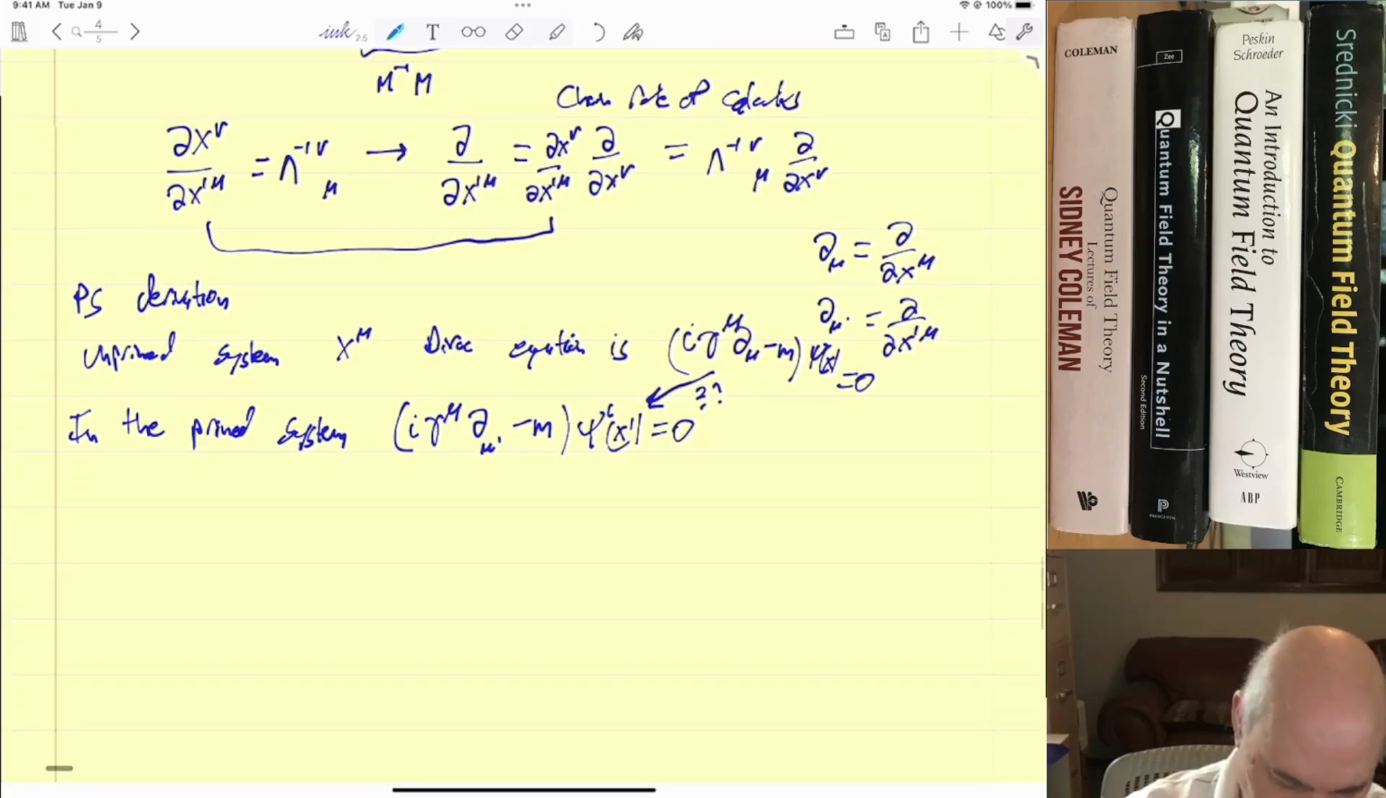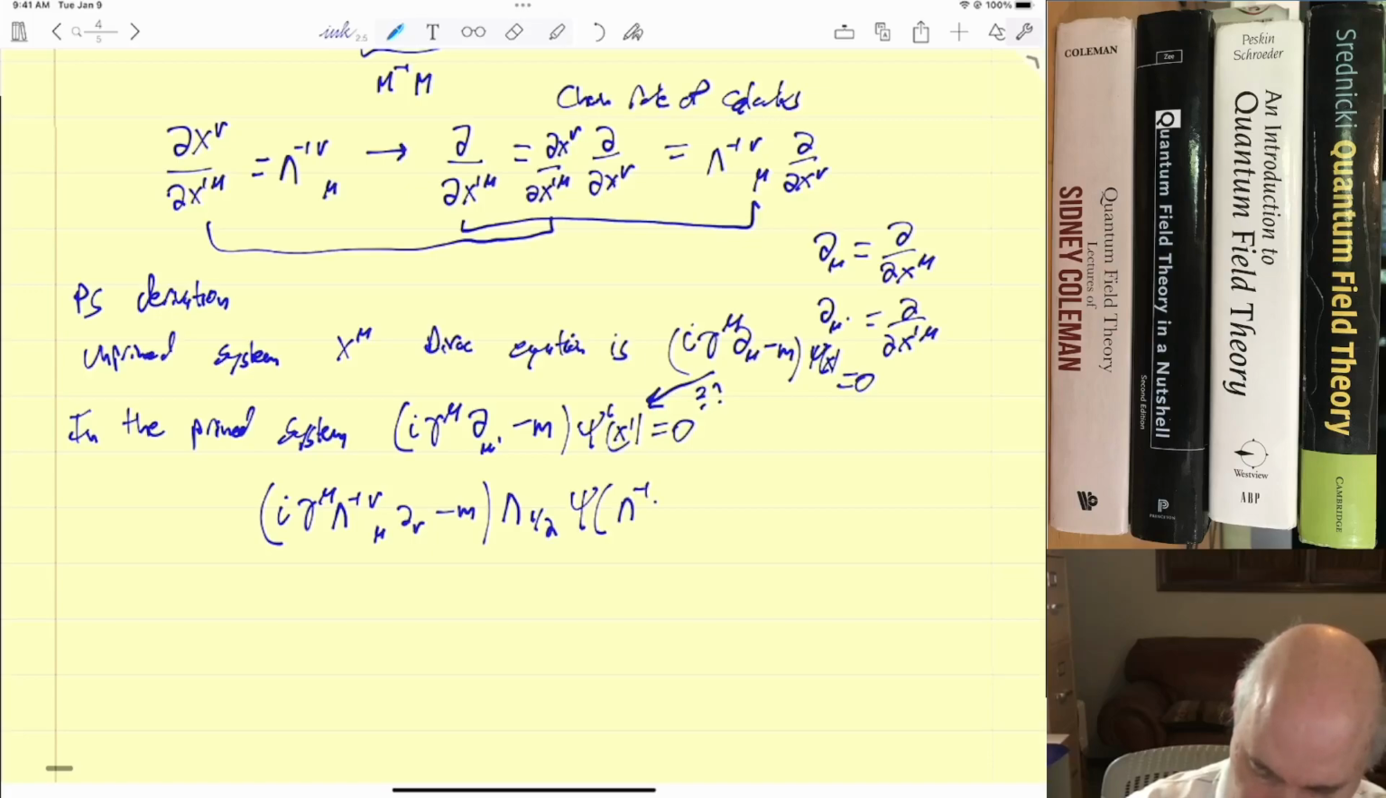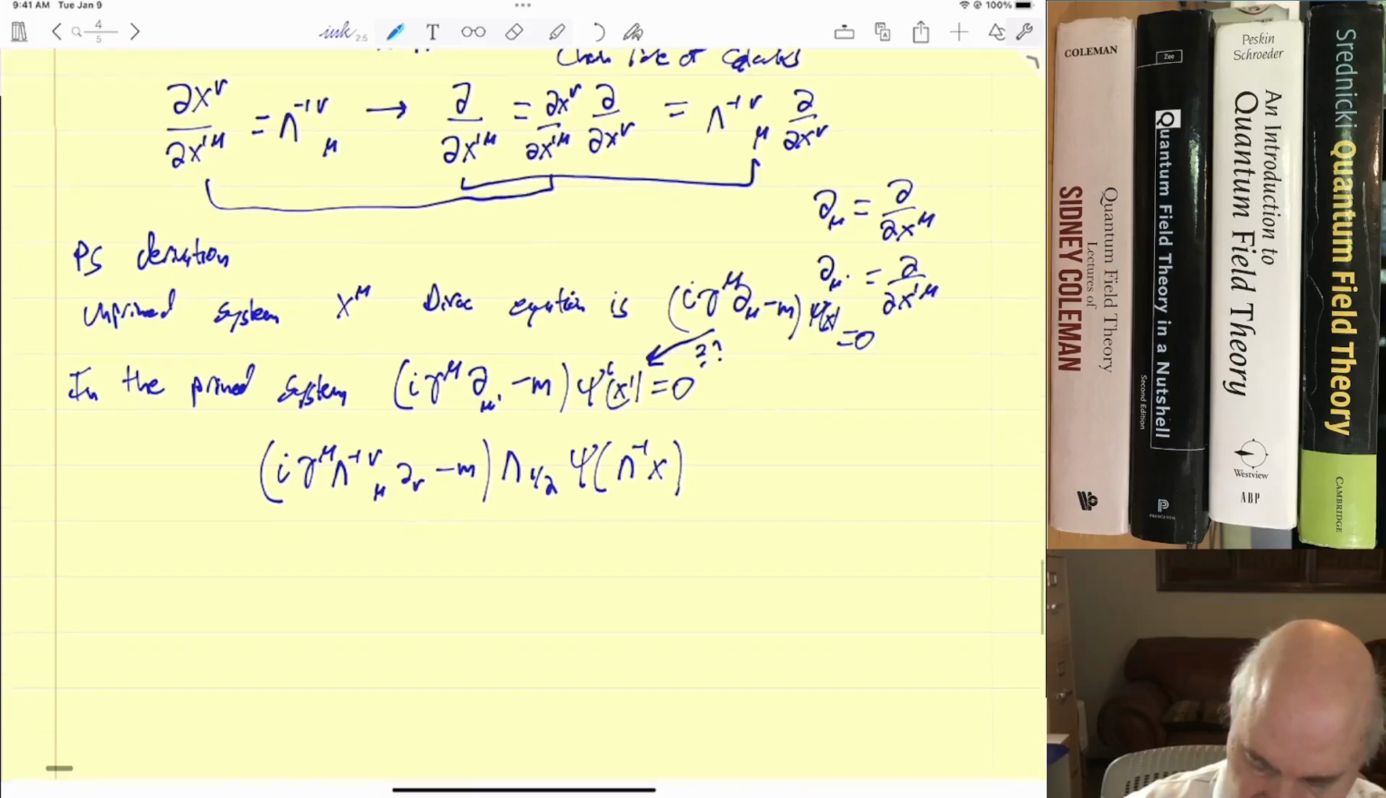Okay, so let's massage this. First of all, I can write this as i gamma mu. Now remember, I have this equation up here, and so I want to use that. So I can write this as lambda inverse nu mu partial with respect to x nu minus m. And now if you remember how psi is defined to transform, we get lambda to the 1/2 psi of lambda inverse x. That's how psi prime x prime transforms. So that is equal to that. Now I'm going to pre-multiply by lambda to the 1/2 and lambda to the 1/2 inverse.